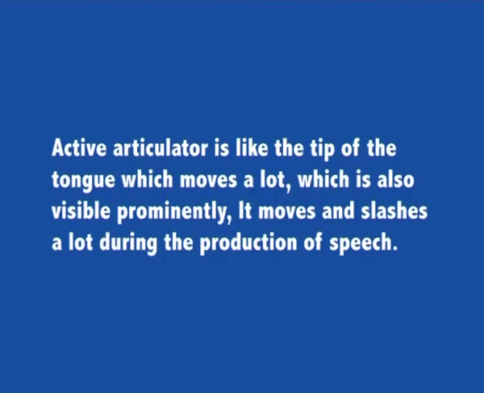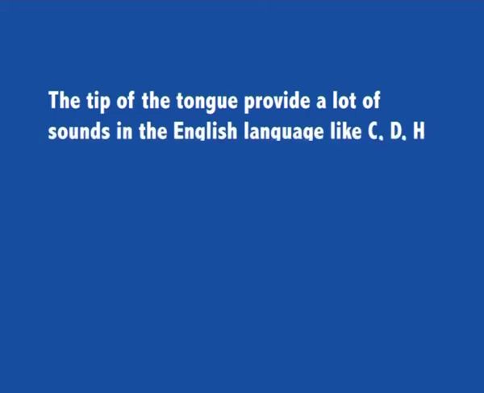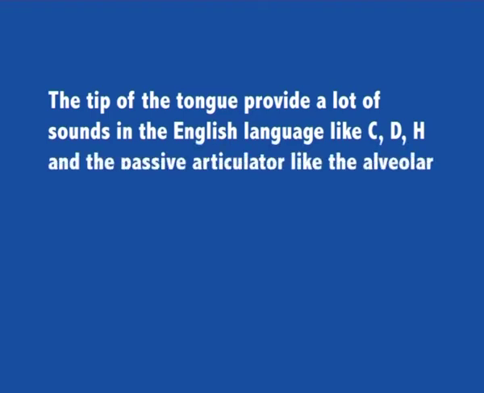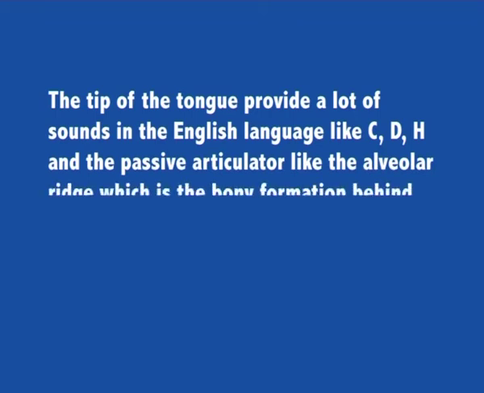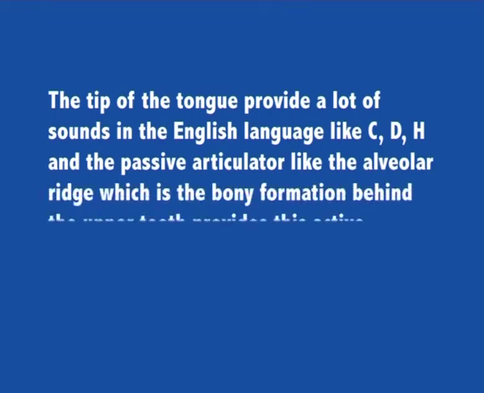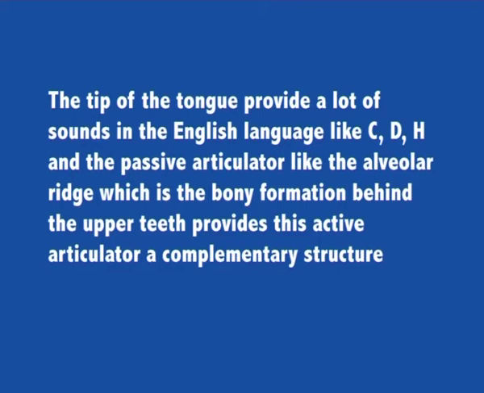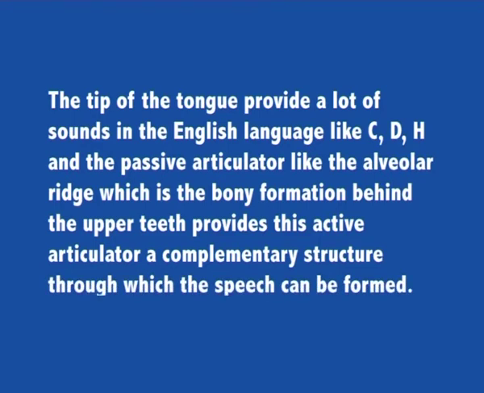So, the active articulator is like the tip of the tongue, which moves a lot and is also visible prominently. It moves and slashes a lot during the production of speech. The tip of the tongue provides a lot of sounds in the English language like C, D, H, and the passive articulator, like the alveolar ridge, which is a bony formation behind the upper teeth, provides this active articulator a complementary structure through which the speech can be formed.